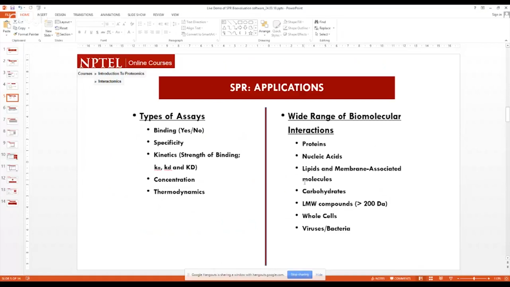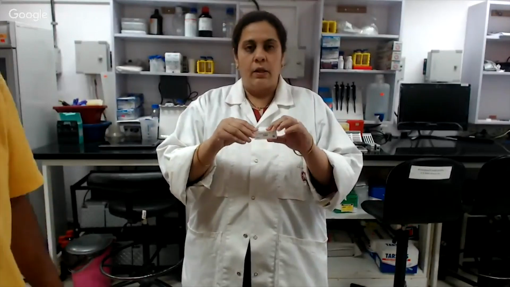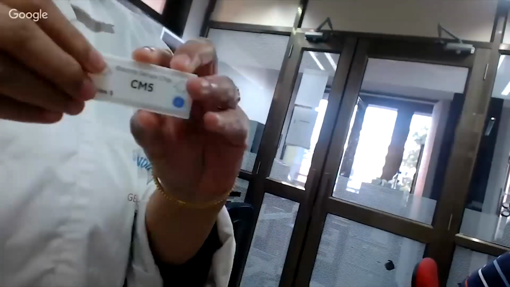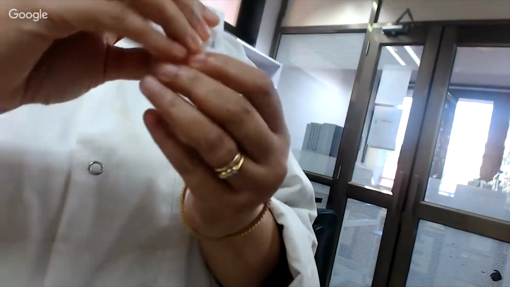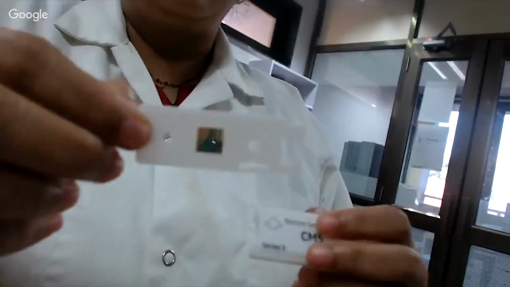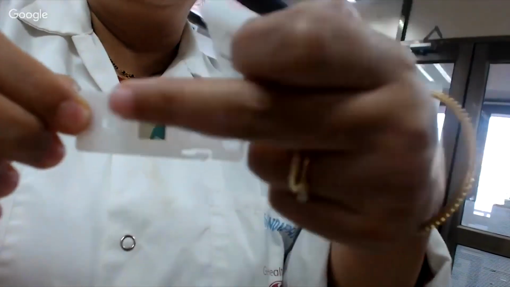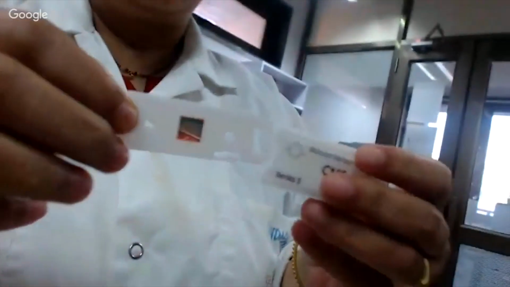So now, let me quickly show you a typical chip that we use. So in this experiment, we have used this chip. It is a CM5 chip, and this is the plastic case. I just wanted to show you the gold film. So this is the plastic cover, and you can actually see the surface where the interactions take place. So the middle one is the gold surface.